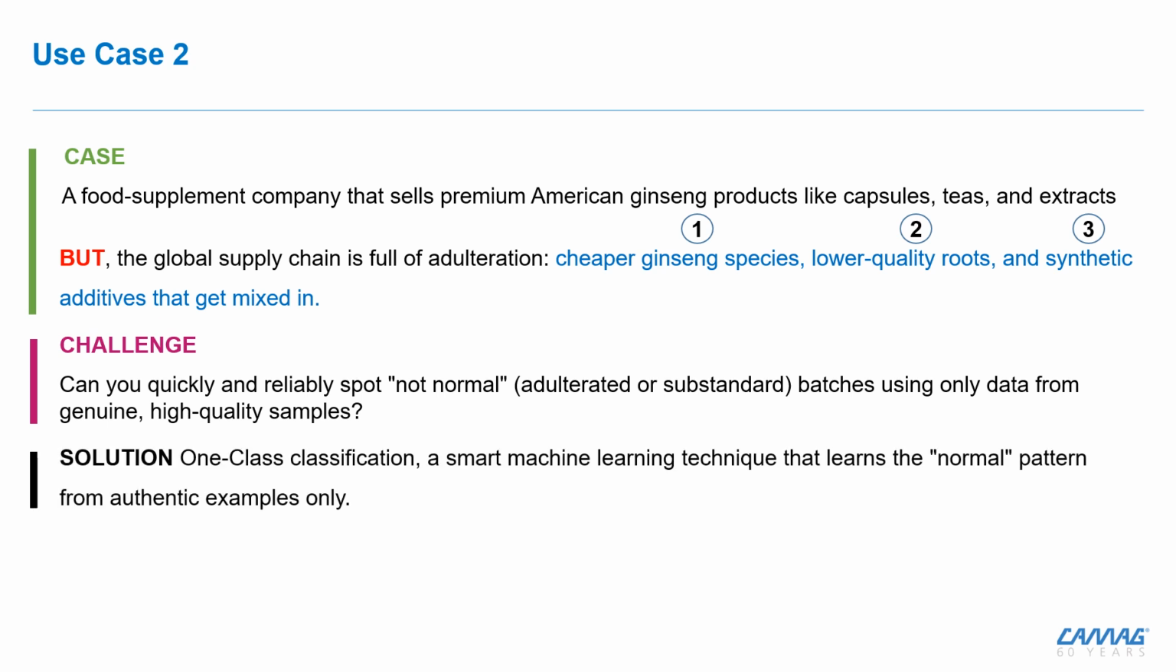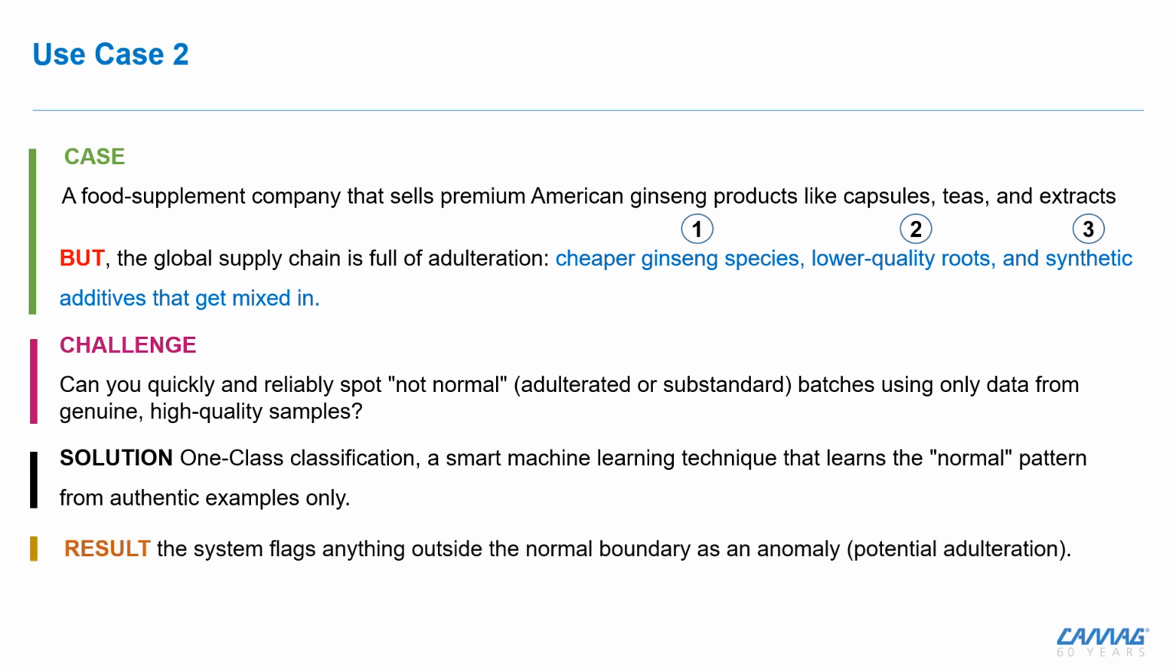In fact, this is the best scenario for the application of one-class classification, one of the new tools that we have integrated into visionCATS, which learns the normal pattern from the authentic examples only. And this will result in the system flagging anything outside that normal boundary as an anomaly, indicating a potential adulteration.